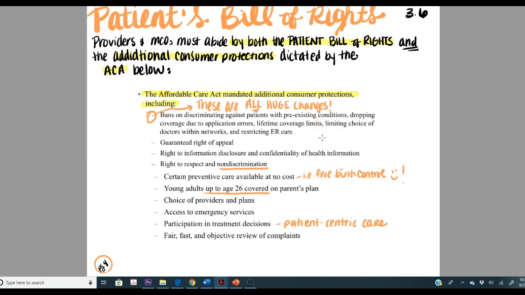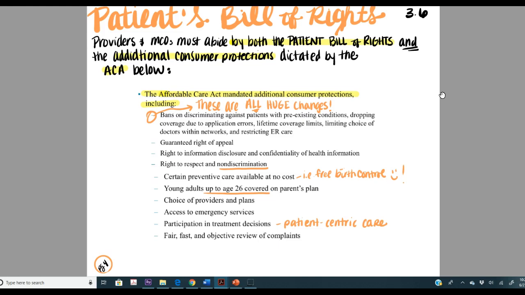They gave patients the right of appeal. They gave them the right to information disclosure and confidentiality of health information. They gave the right to respect and non-discrimination, which was really cool. They also gave certain preventative care available at no cost. For example, free birth control. Birth control became free. Everything from pills to IUDs became free with these provisions to the ACA. Young adults up to age 26 became eligible to be covered on a parent's health insurance plan. So that was really awesome too.